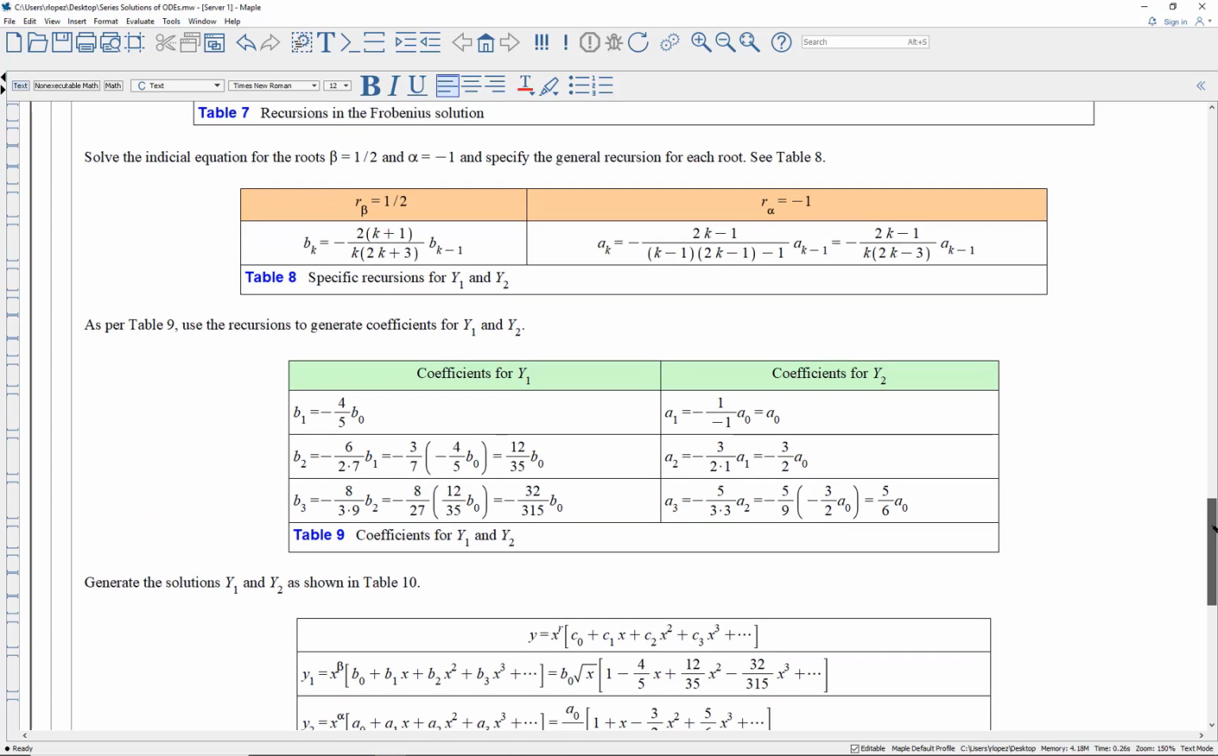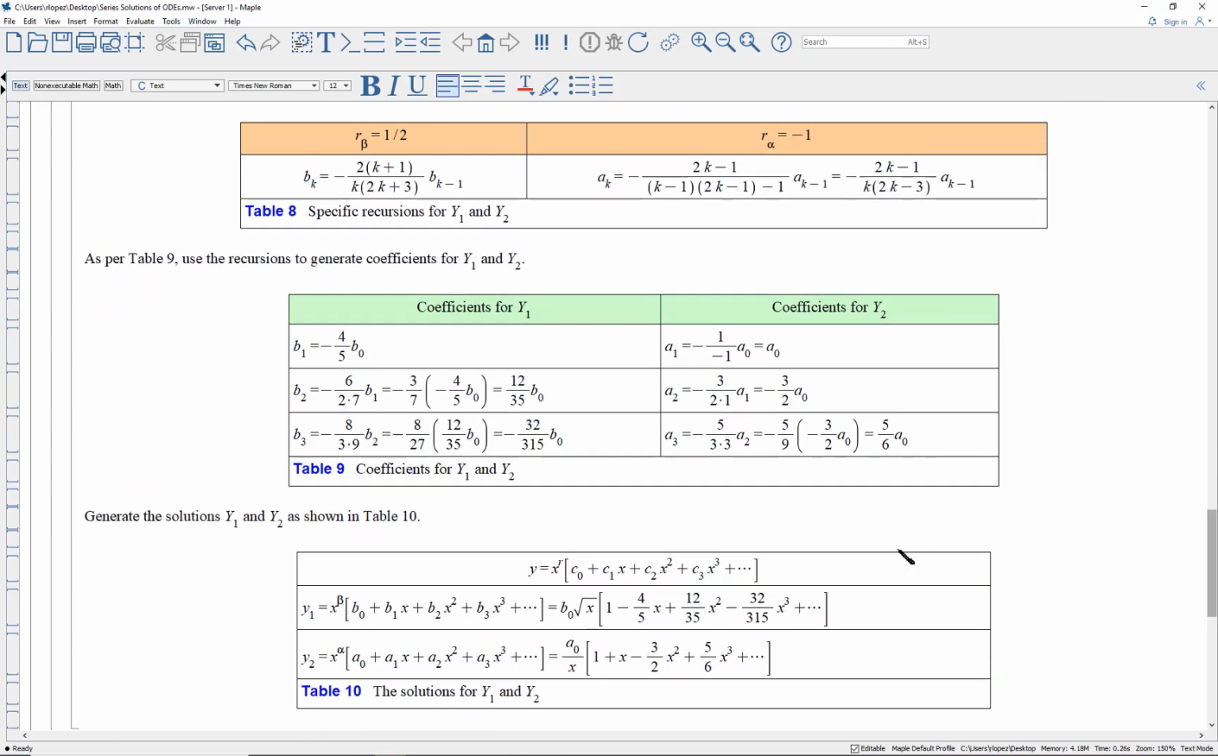And finally, in table 10, we put the two series together. X to the beta, that's x to the 1/2, so there's your root x, and then this is a Taylor series, and x to the alpha, that's x to the minus 1, so that's 1 over x. This is a Taylor series. Every term had a beta or a b0, and here every term had an a0. These are the two solutions, big Y1 and big Y2.